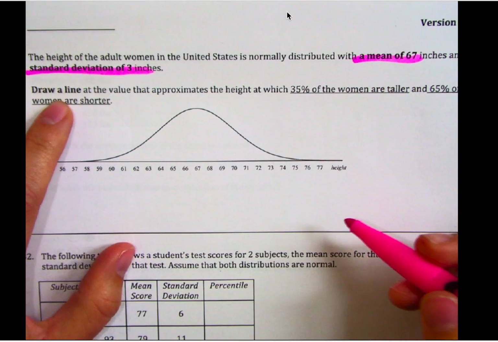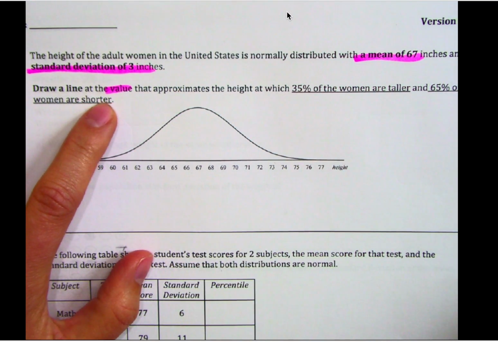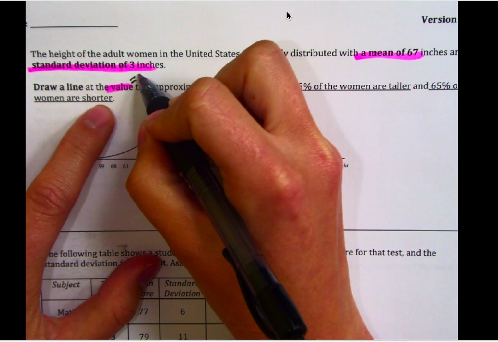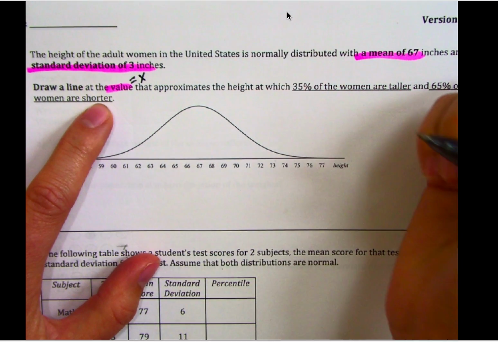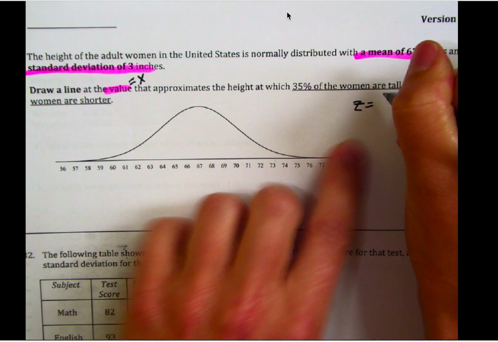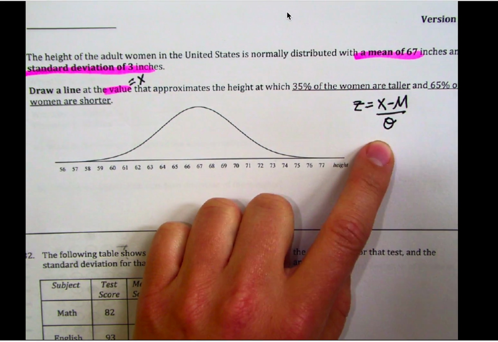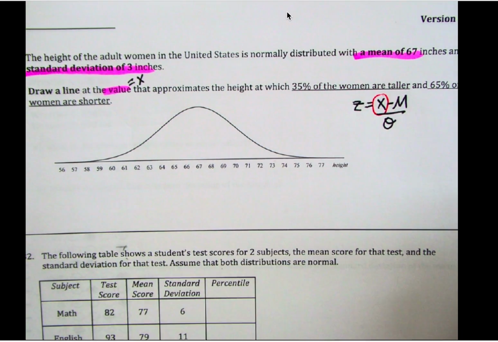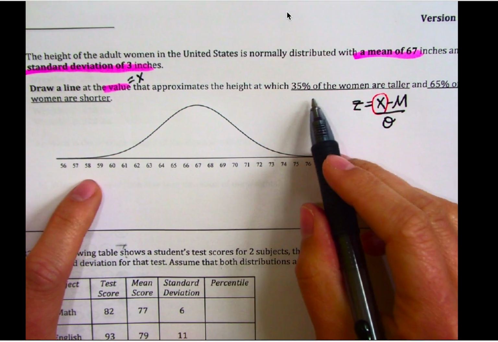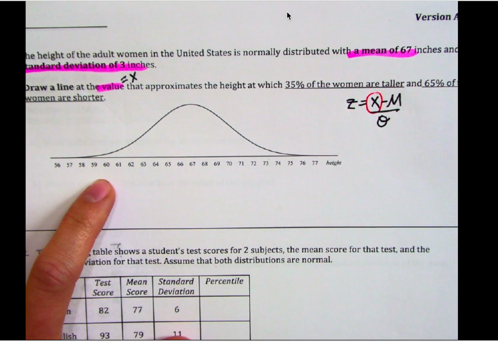Okay, we're going to draw a line at the value that approximates the height at which 35% are taller and 65% are shorter. So we're looking for X. We're looking for our value in our Z-score formula. So we will be using this value minus mean divided by standard deviation, and we're going to be solving to find the value. So they're saying here we want to know the value at which 35% of women are taller and 65% are shorter.